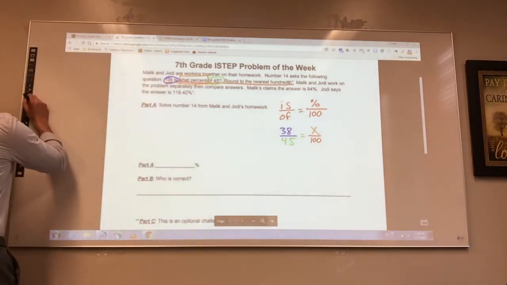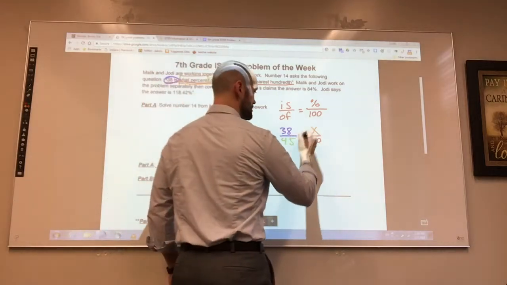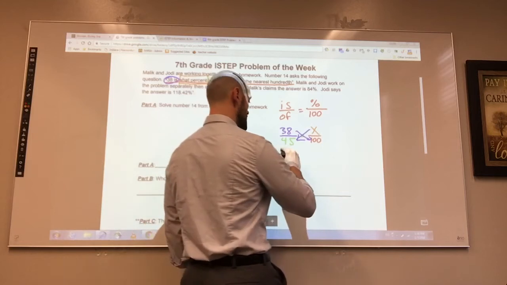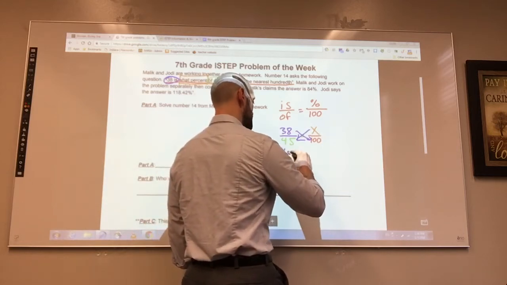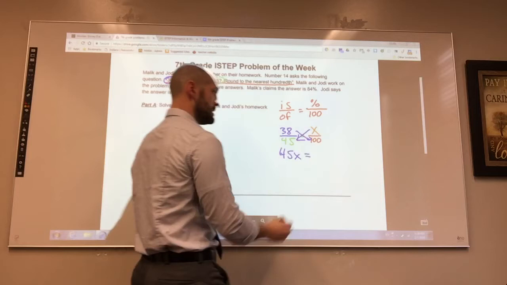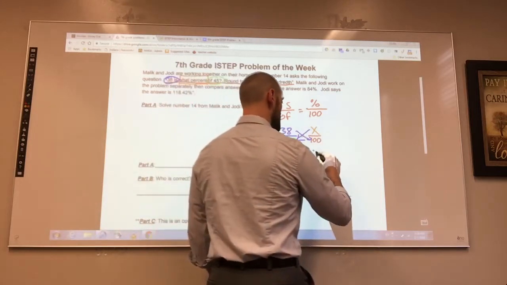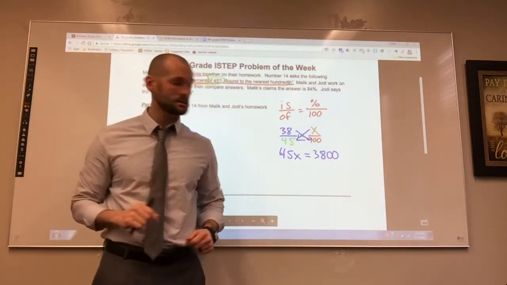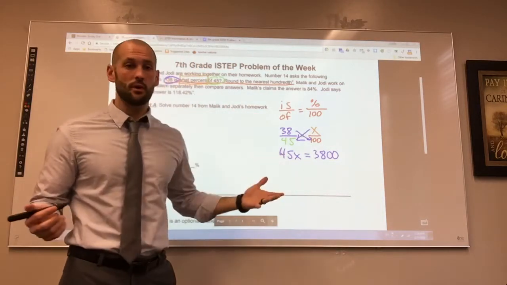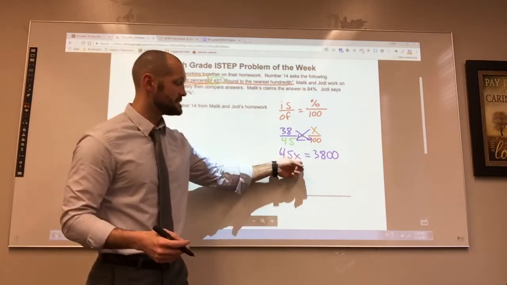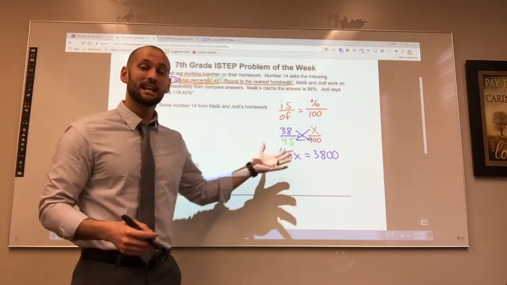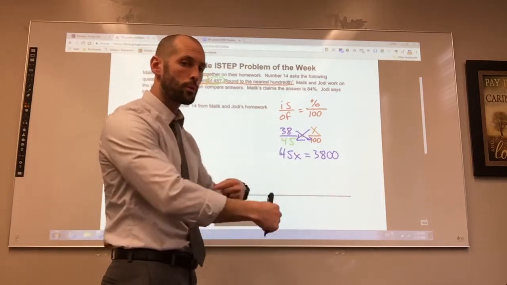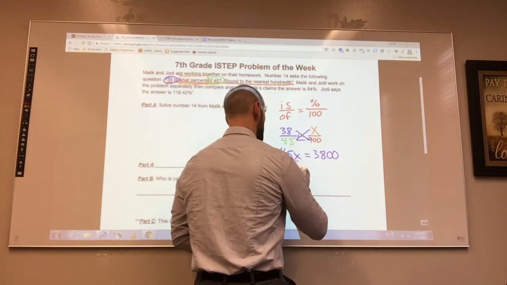When I have a fraction equal to a fraction, cross multiplication. x times 45 is just 45x. 38 times 100 is 3,800. See how we're doing that? Now I have a one-step equation that's easy to solve. If x is being multiplied by 45, to get it alone, I have to do the opposite. What's the opposite of multiplying by 45? Divide by 45.